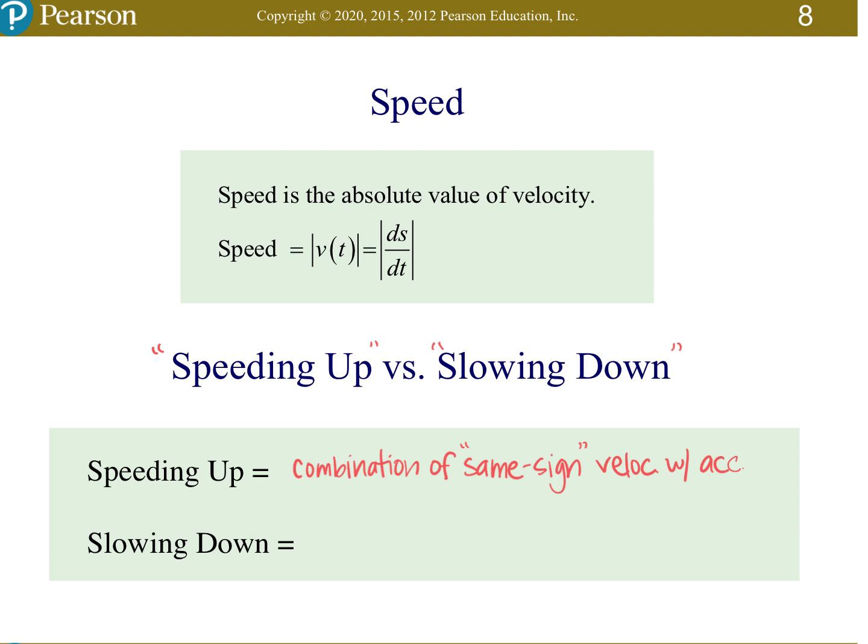If we are slowing down, it would be the combination of opposite signs. So either one of them is positive, one is negative. Doesn't matter which one is which, but opposite sign velocity with acceleration. And mathematically, the best way to find this is to make a comparison chart where you're looking at acceleration and velocity compared at the same time. So I'll kind of show you how to do that.